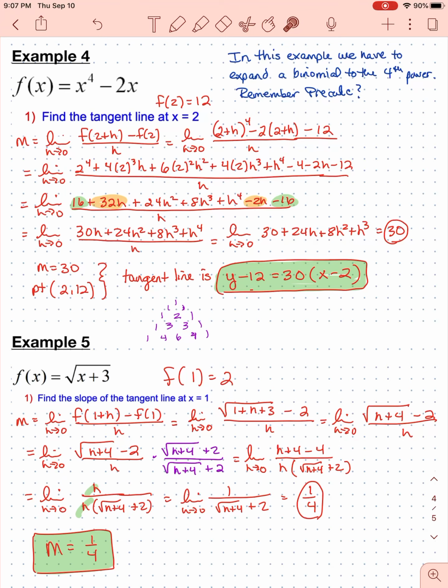So that means the slope at x equals 2 of the tangent line is 30, very steep. I know my slope is 30, I know my point is 2, 12, the tangent line, and then it's going to be y minus 12 equals 30 times x minus 2.